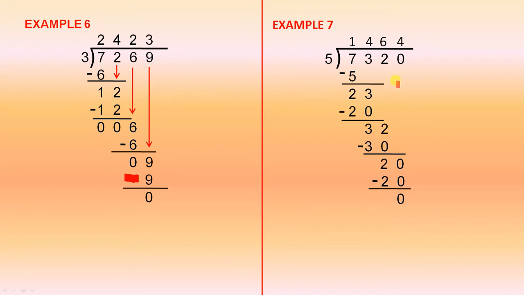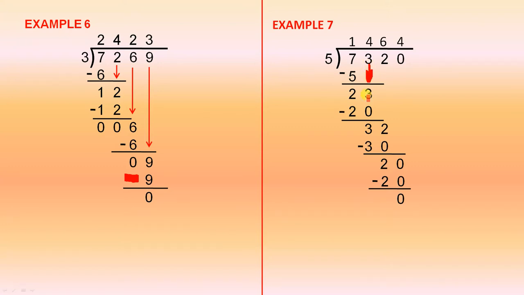Let's have a look at the next one. Now, I don't have the arrows down here. I'm just going to let you imagine that here we have the arrows. 5 divided into 7,320. 5 into 7 goes once. 1 times 5 is 5. We do our subtraction to find a remainder of 2. Here's our imaginary arrow here.